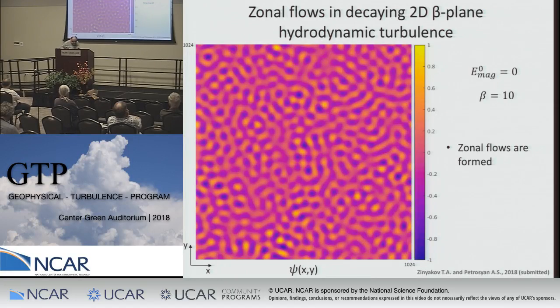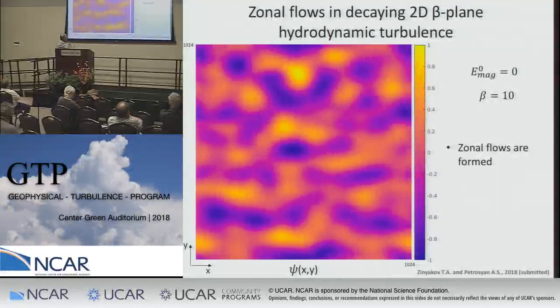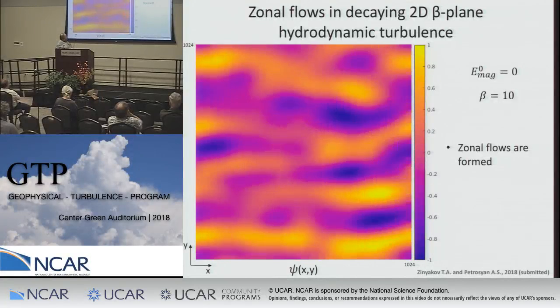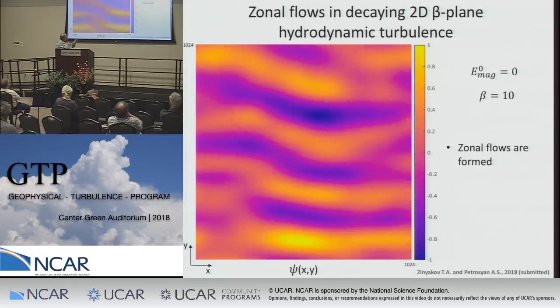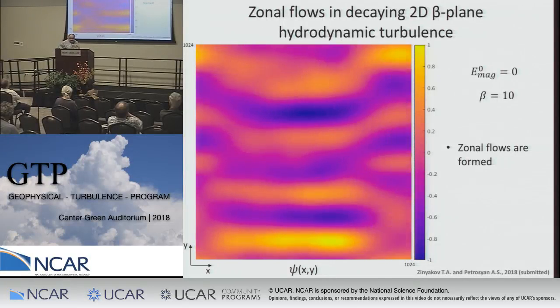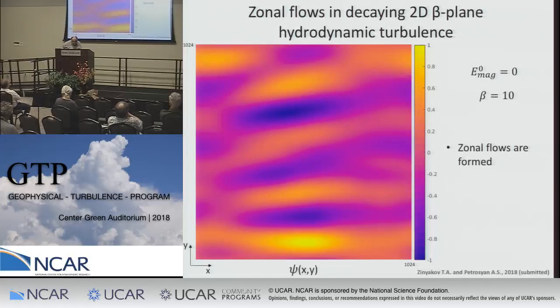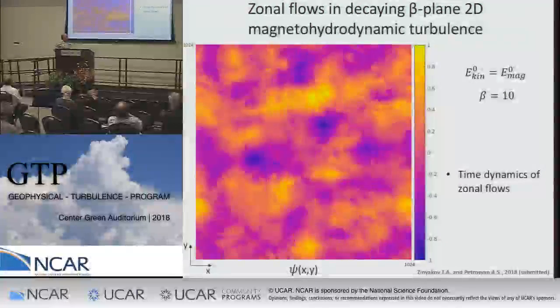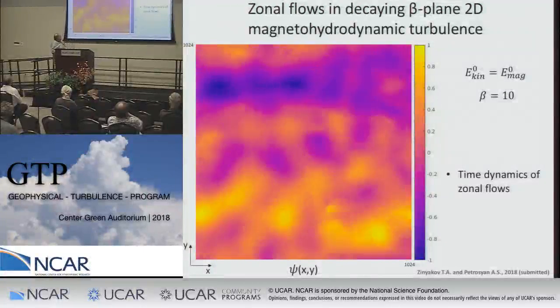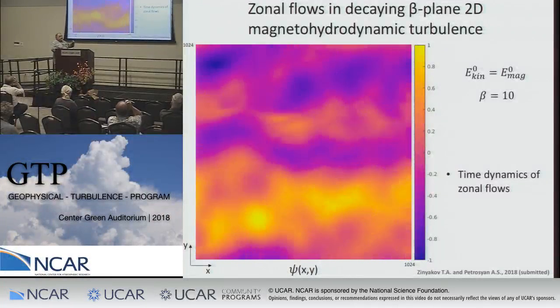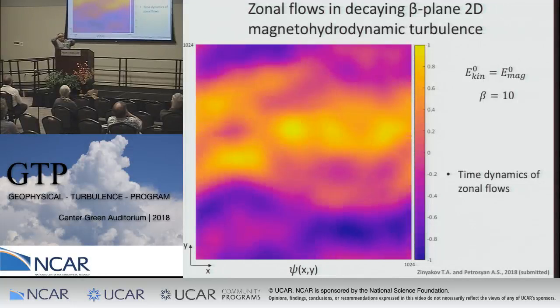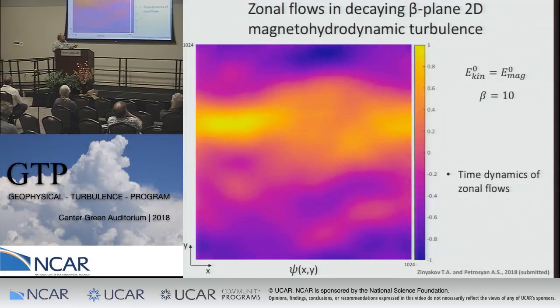You see, these are two-dimensional computations for neutral fluid dynamics, and you see zonal flows are formed. It's expected. Now I stop this, and now I consider what is happening in presence of magnetic field. You see, in decaying turbulence, you will again have zonal structure, but what is very interesting is that these zonal flows are stable, but they are moving in vertical direction. This is because you have magnetic field.